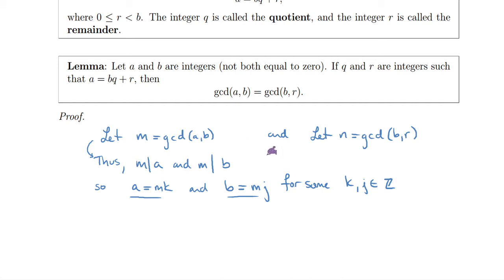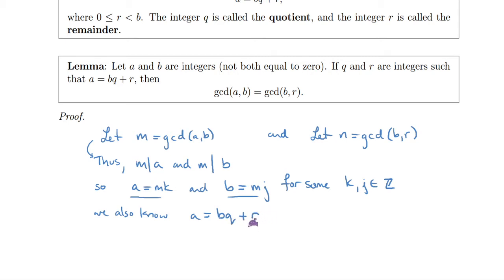The trick that I'm actually going to show in the end is that m is less than or equal to n, and then I'm going to show n is less than or equal to m, and that'll force them to actually be equal to each other. So it's not the most obvious thing how you would go about doing that, but what I'm going to do now is use this other equation that we know is true and combine this information together. So we also know a is equal to bq plus r.